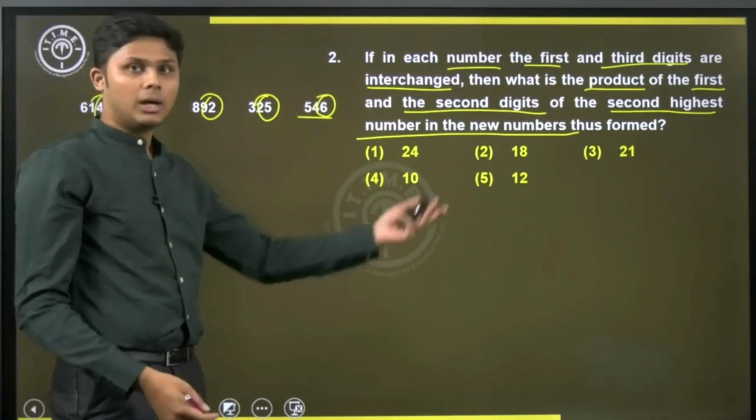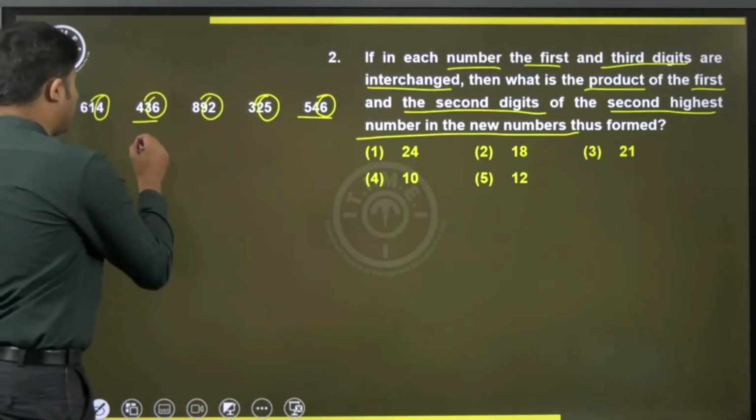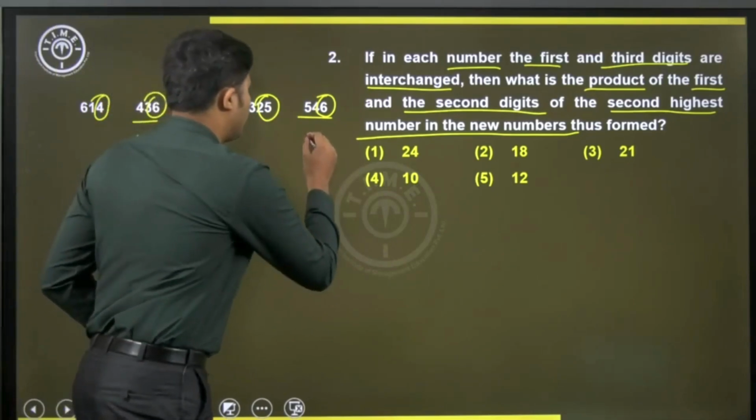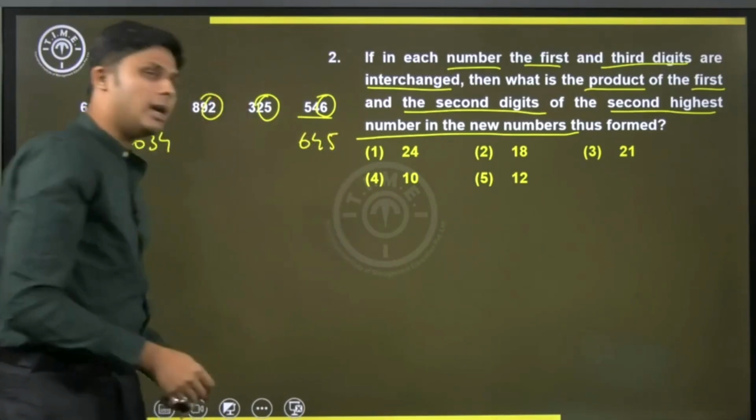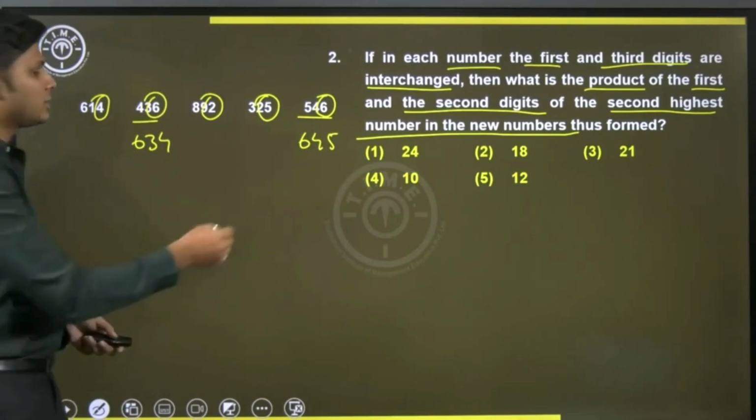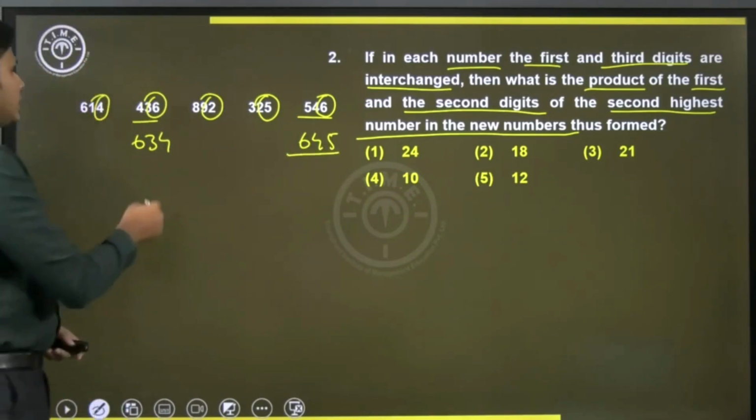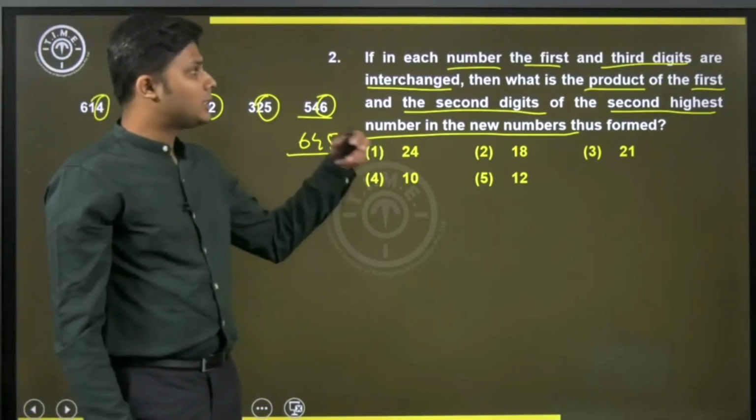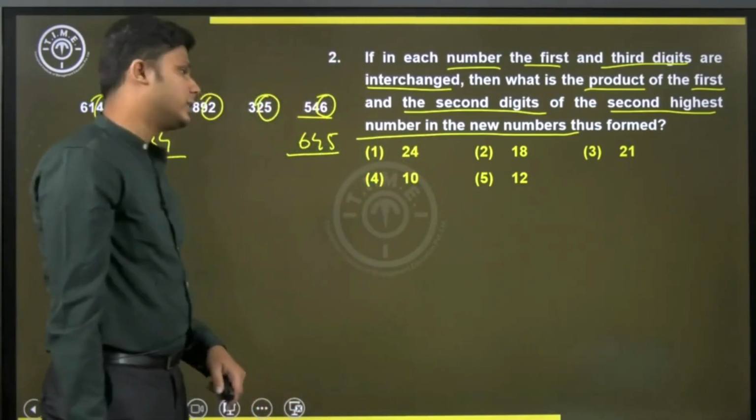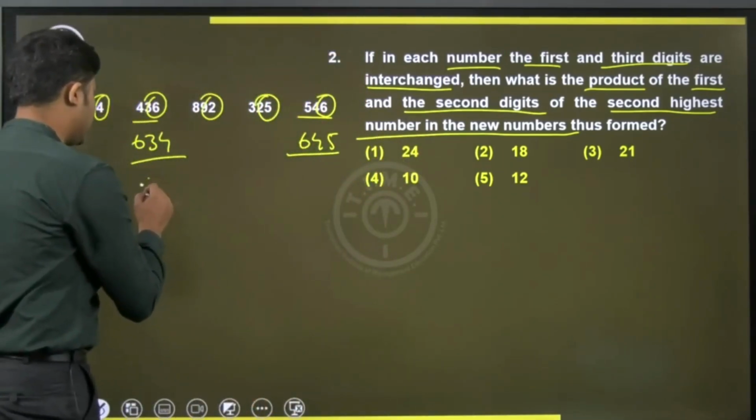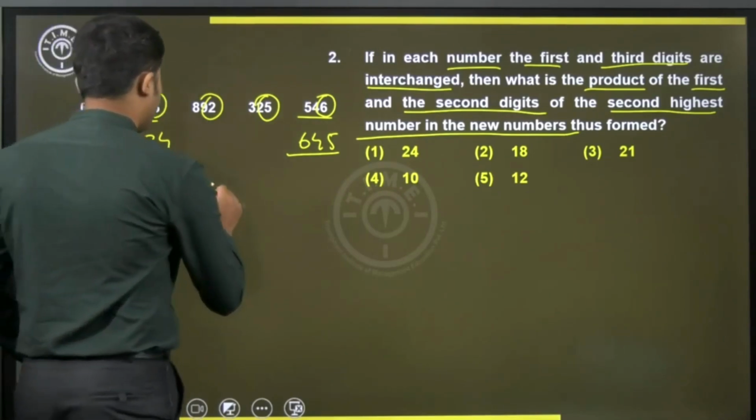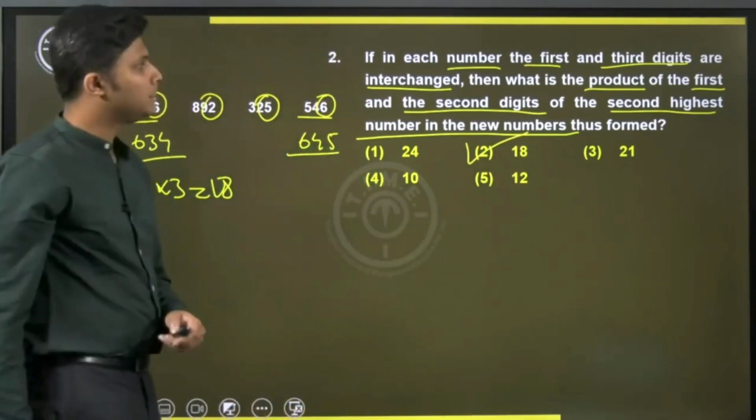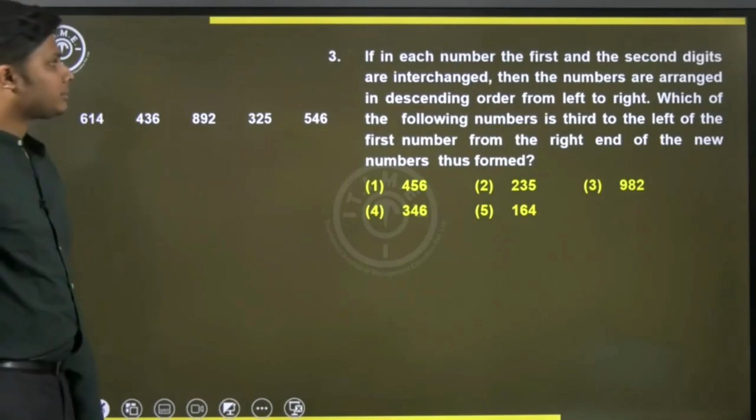So now let's apply the condition to it. 436 would become 634 and 546 would become 645, and on comparing, we can see 645 is the highest and 634 would be the second highest number. The question asks for the product of the first and the second digit, which here is 6 into 3, which is 18, given in choice 2. So moving on to the next question.